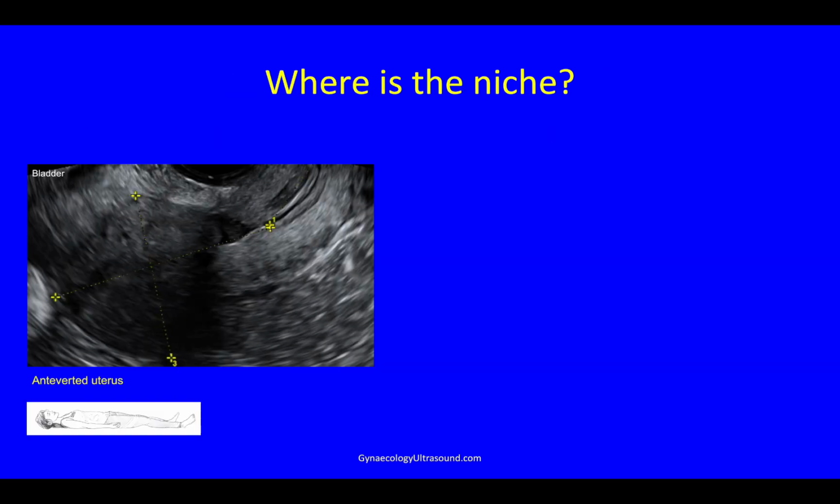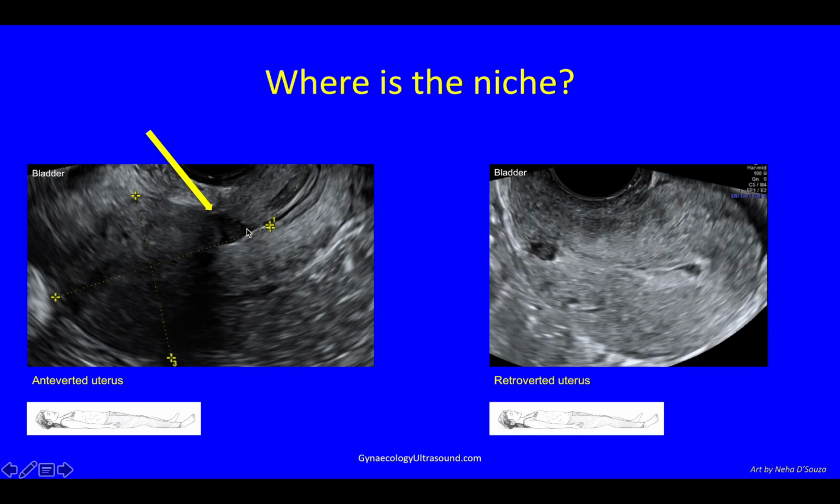So where is this niche? Here again is an anteverted uterus with the uterus pointing toward the bladder, and you can see that there's a niche here. There's a little gap where the myometrium has not healed properly. If the uterus is retroverted and pointing away from the bladder, the niche is here, still in the anterior wall.